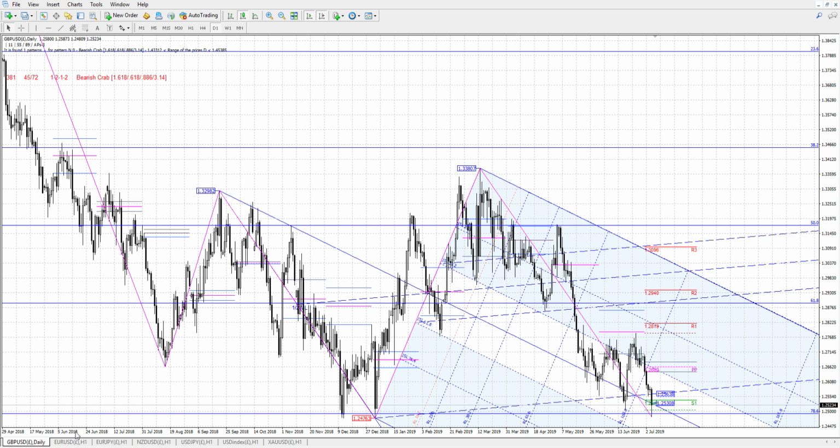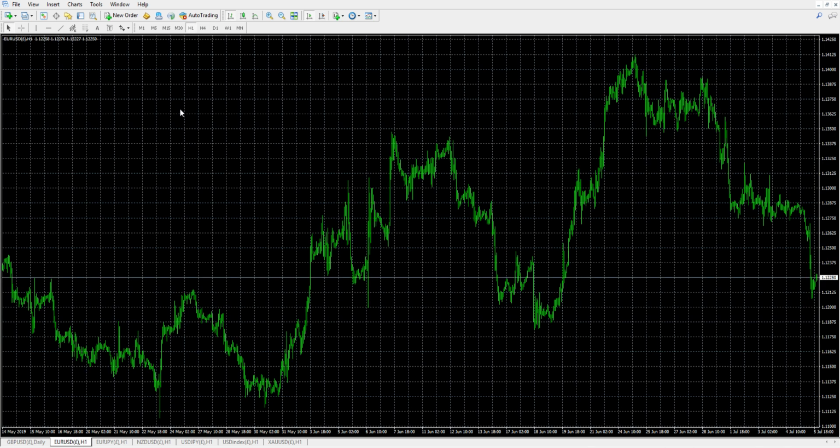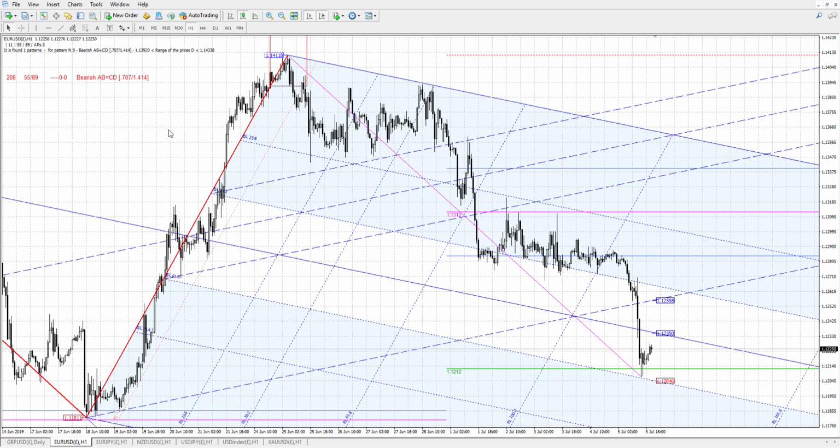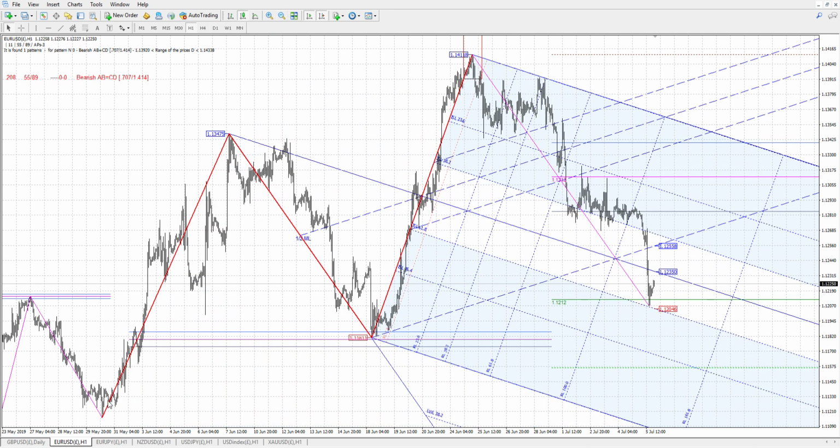So do the euro dollar now. Template, soup. Bearish ABCD on the hourly. ABCD. Pivots here. Support 1, 1.12. And so we had a nice bounce there. Maybe up to here. Down.